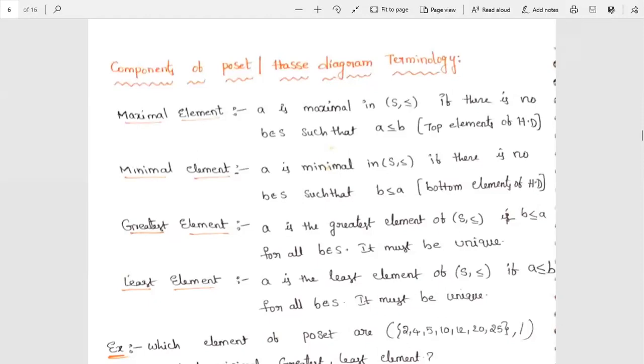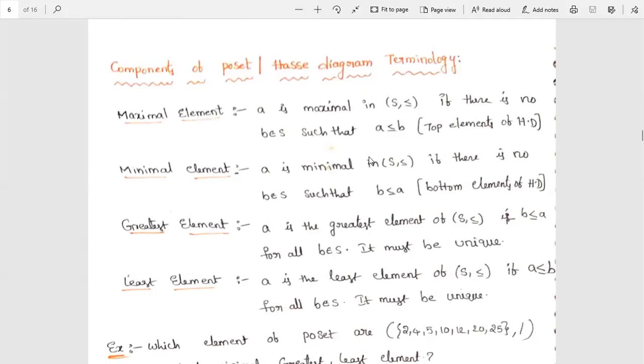All the top elements of the Hasse diagram are called maximal elements, and all the bottom elements of the Hasse diagram are called minimal elements. In a Hasse diagram, a unique maximal element is called the greatest element and a unique minimal element is called the least element.